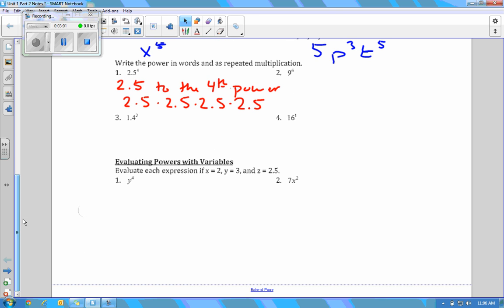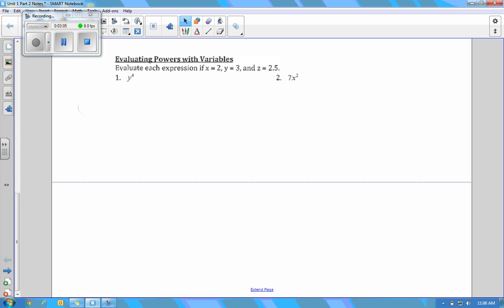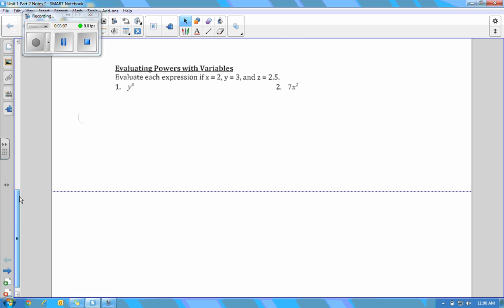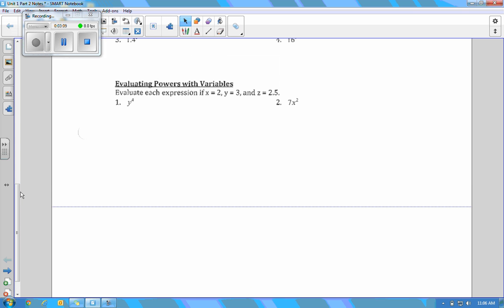So looking down further, it says to evaluate powers with variables. So remember we talked in part 1, evaluate means that we're going to plug in the numbers for the variables and then solve from there once we have a numerical expression. So if you look at number 1, it says y to the 4th power. First thing I want to do is plug in 3 for y, and then it's going to be to the 4th power, which means I'm doing 3 times 3 times 3 times 3. So if you multiply that together, you get 81.